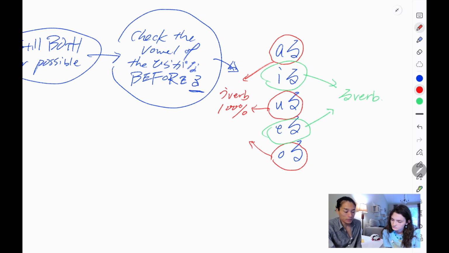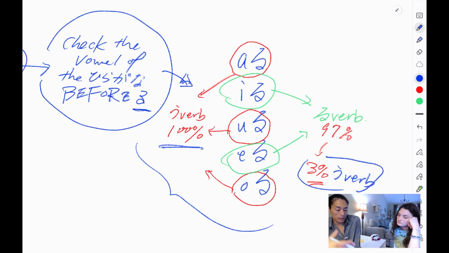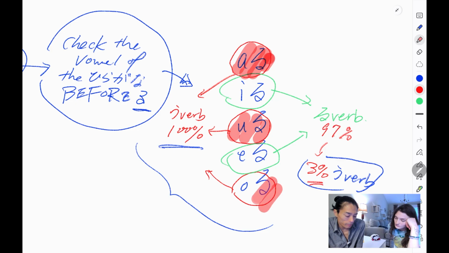However, again, there's an exception. This is 97% of the time, 3% exceptions. In this case, these 3% will be u verb. My recommendation of how to memorize this: one of the groups sandwiches the other group, right? So at least remember that.